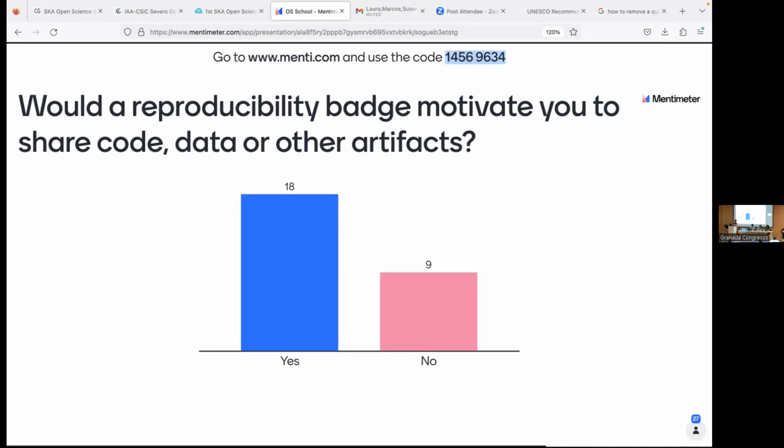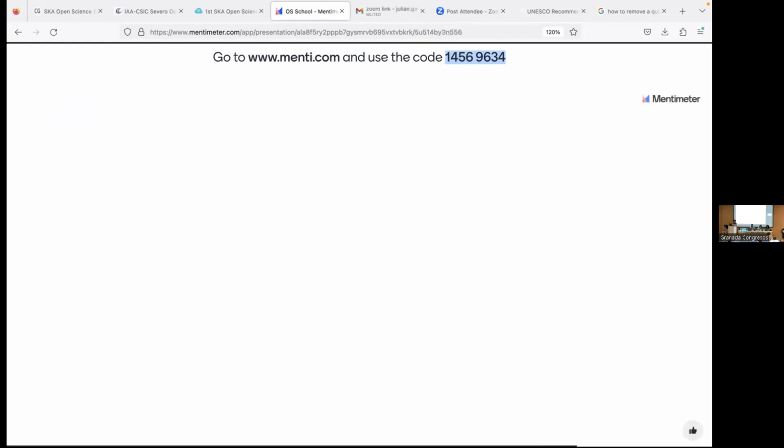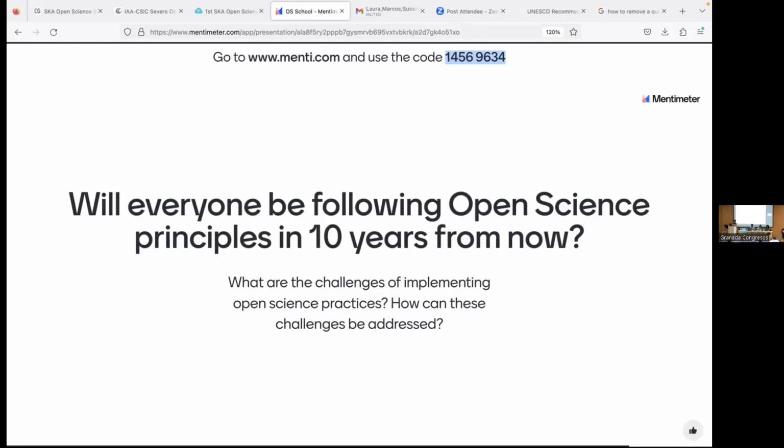Okay, we can continue with that discussion later. But the time is 5 or 6 minutes to the end. So let me just skip this one and go to this one. This more philosophical question: will everyone be following open science principles, for example, in 10 years from now? And if in that case the answer is yes, what are the challenges for implementing these open science practices to make that possible? How can we address those challenges?